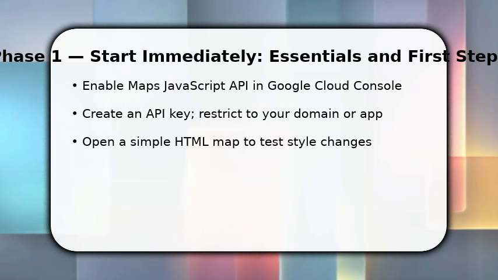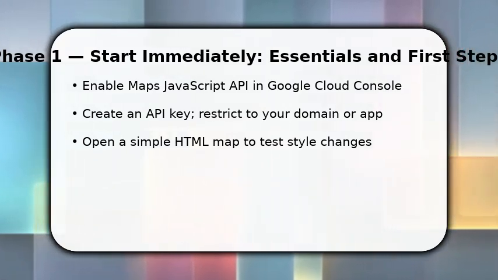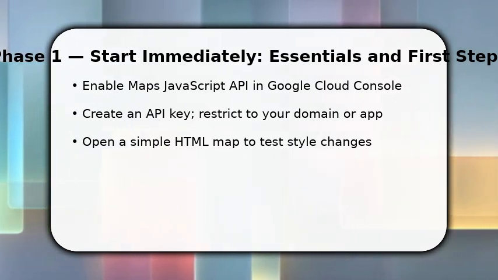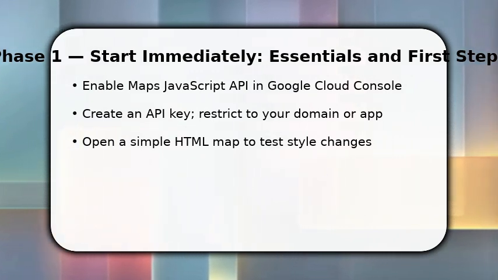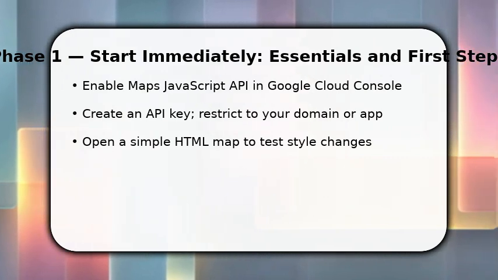You start by preparing the exact environment. Enable the map's JavaScript API and create an API key in Google Cloud. Make sure billing is active. Once done, restrict the key to your site or app for safety, then load a minimal HTML map page on localhost or a dev server.